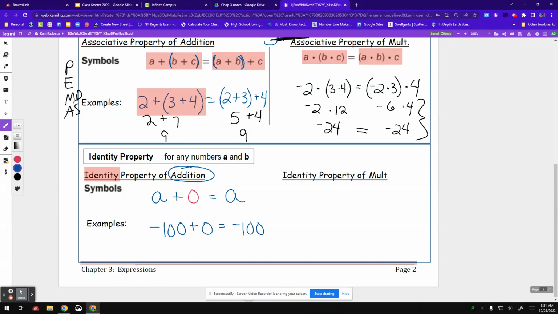Let's try it for multiplication, identity property of multiplication. Let's say I'm A. What would I multiply times A to still have A? Hopefully you said you're going to multiply by 1. That's true. So 25 times 1 is 25. What you start with is what you end with. You are you. That is your identity.